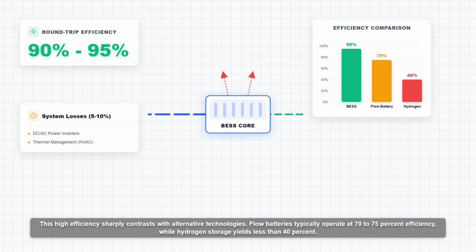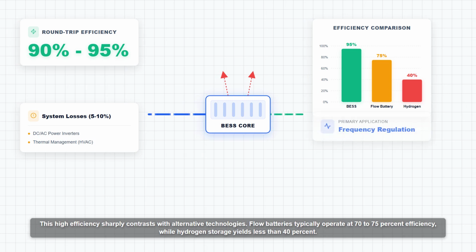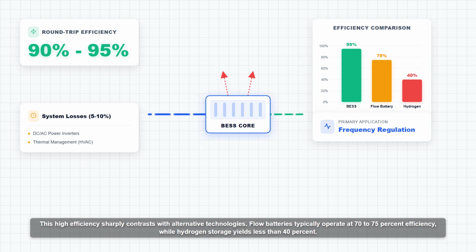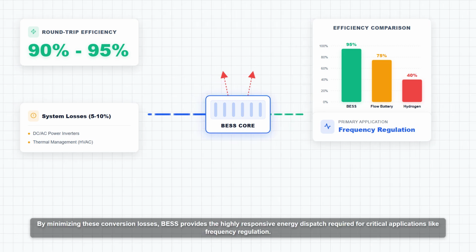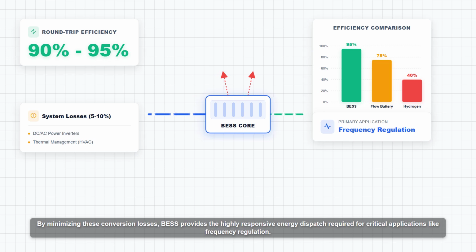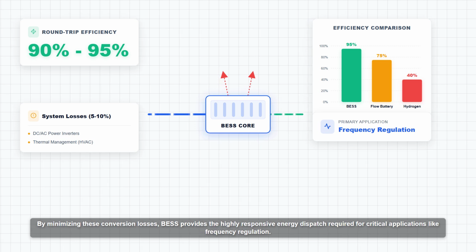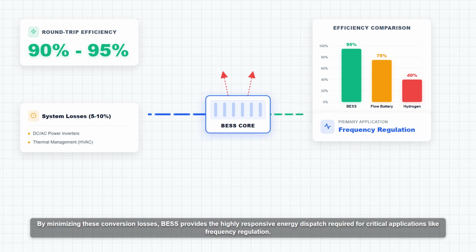Flow batteries typically operate at 70 to 75% efficiency, while hydrogen storage yields less than 40%. By minimizing these conversion losses, BESS provides the highly responsive energy dispatch required for critical applications like frequency regulation.